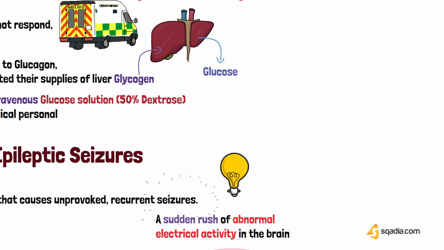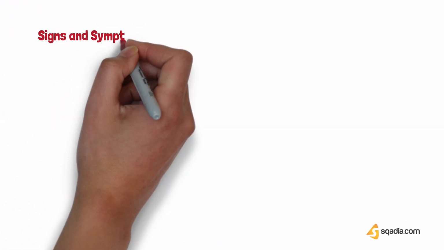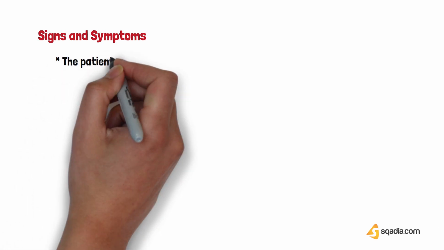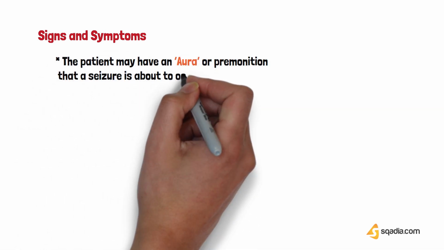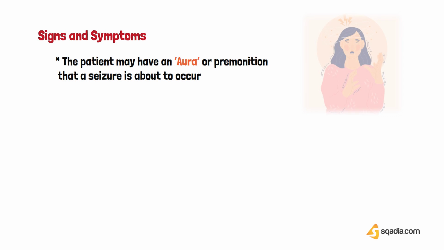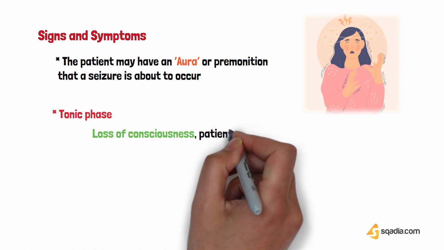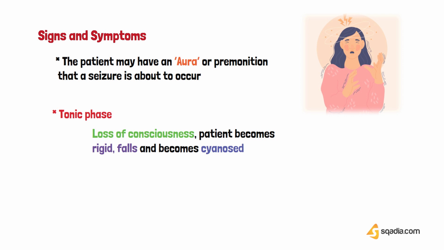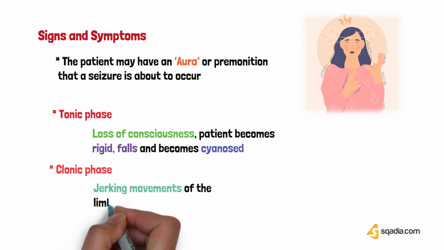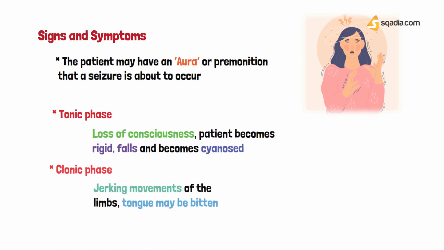Now, let's look at the signs and symptoms which may occur during an epileptic seizure. First of all, the patient may have an aura or a premonition, a smell, or a feeling that the seizure is about to occur. Then there is a tonic phase. In this phase, there is loss of consciousness and the patient becomes rigid, falls, and may even become cyanosed. Then there is the clonic phase. In this, there are going to be jerking movements of the body and the tongue may be bitten.